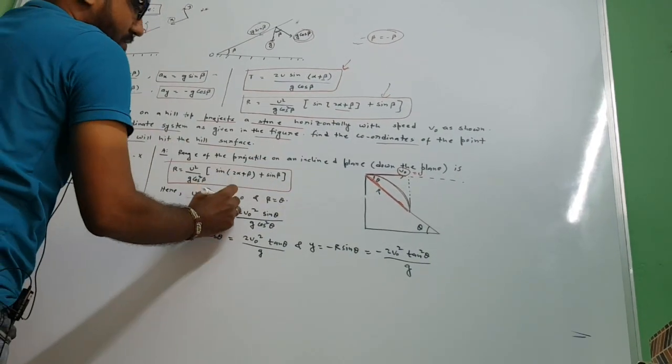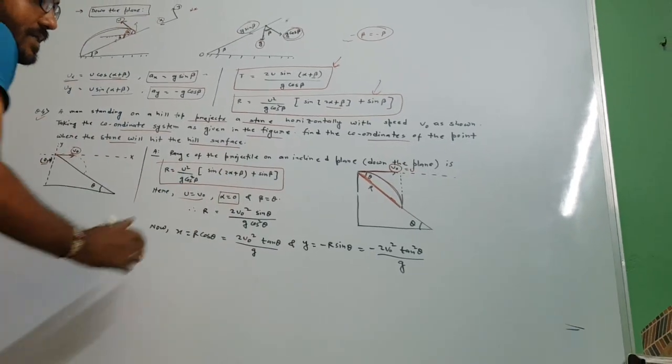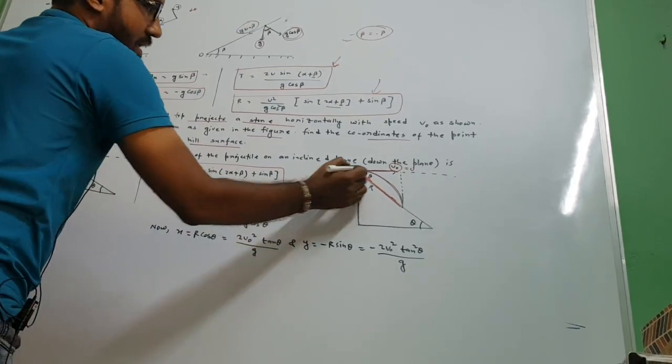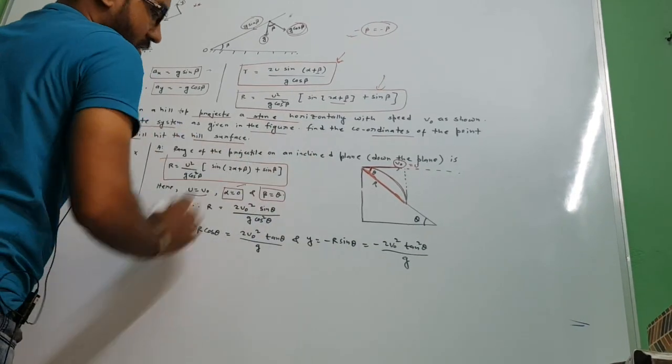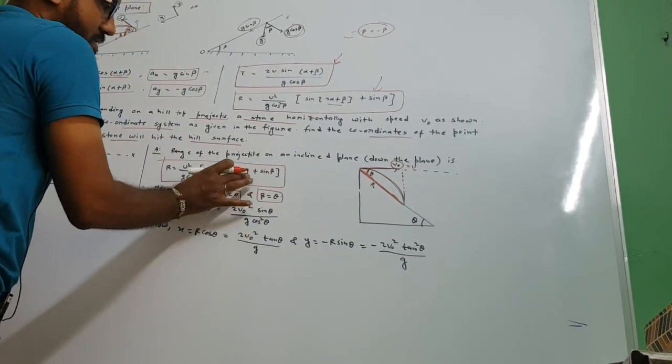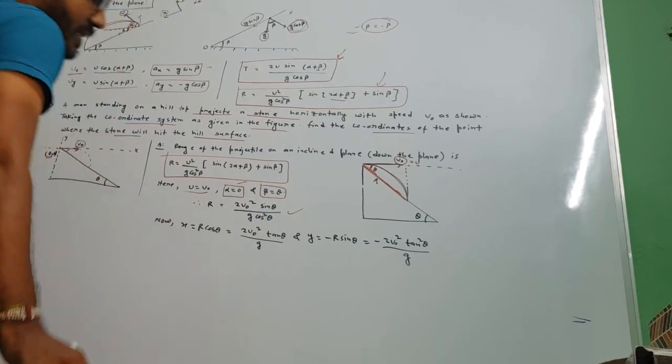So here we do not have any alpha angle, so alpha is 0, and beta, as you can see, is theta. Let us say this is beta and this is theta. So put all the values here in this equation, you will get the range as this thing.